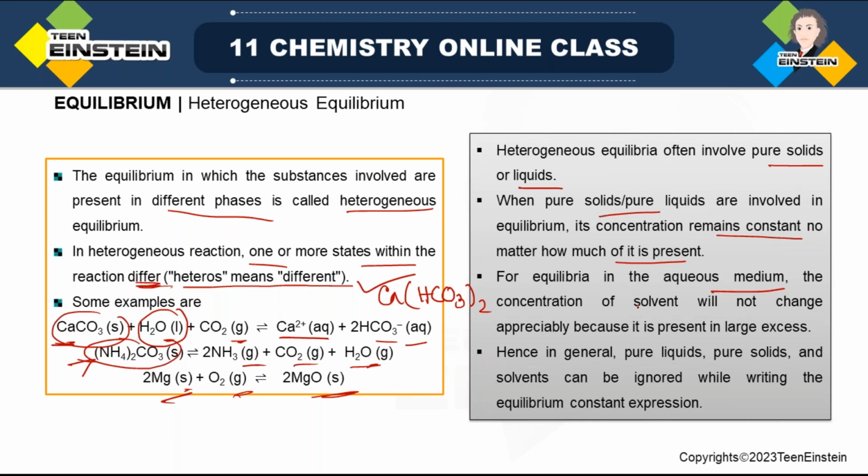For equilibrium in the aqueous medium, the concentration of solvent will not change appreciably because it is present in large excess. So this reaction you are doing in water, but water is present in large excess compared to other substances, so its concentration is not changed. That is why it is not involved in the equilibrium expression. And overall, what can we conclude? In general, a pure liquid or pure solid, in this case magnesium, magnesium oxide, ammonium carbonate, and obviously the solvent, that is water, can be ignored while writing the equilibrium constant expression. So that is all about heterogeneous equilibrium.